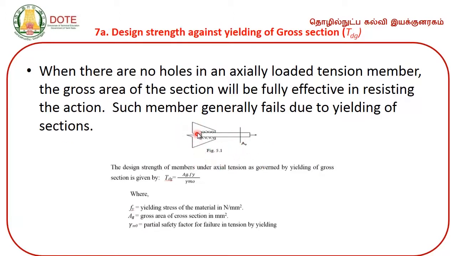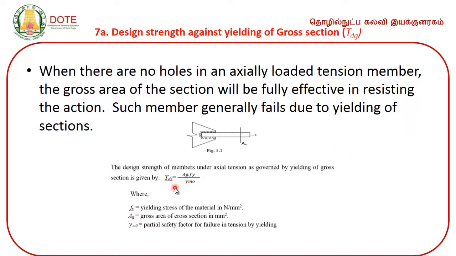This is the gusset plate, and this is the member which is subjected to tensile force, and this is the gross cross sectional area denoted by AG. If you want to calculate the design strength of the member, as you all know, the strength of the member is nothing but the load carrying capacity. From the basic definition, stress is equal to load by area. You can calculate the load carrying capacity by multiplying stress and the area.